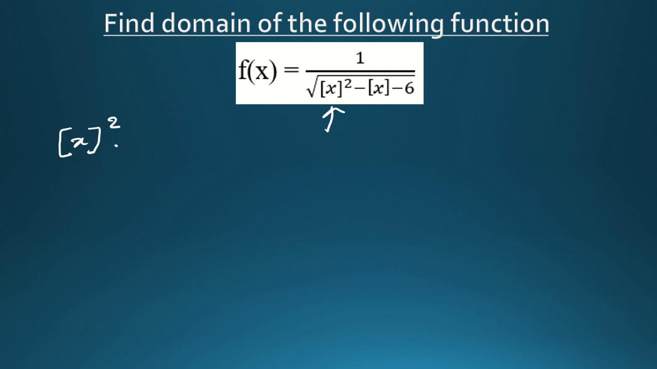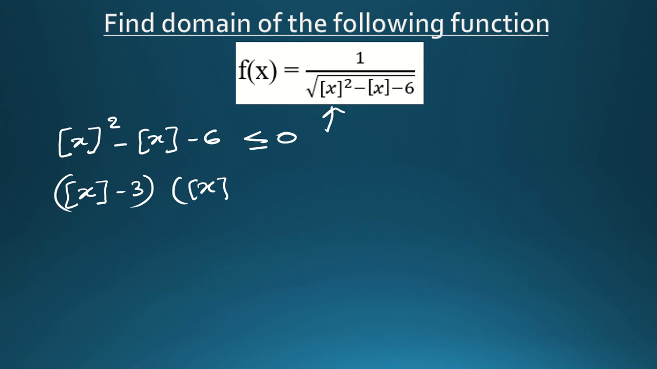It is the square of the greatest integer x minus 6 less than or equal to 0, which means (greatest integer x minus 3) times (greatest integer x plus 2) is less than or equal to 0. Now you see, the product of two numbers is negative. I am telling you another method. The product of two numbers is negative, it means both of them must be of opposite sign.